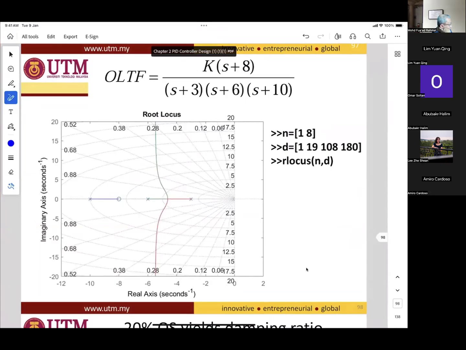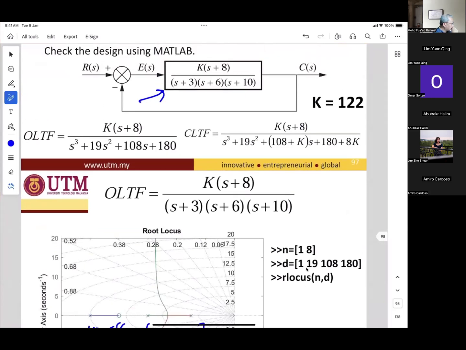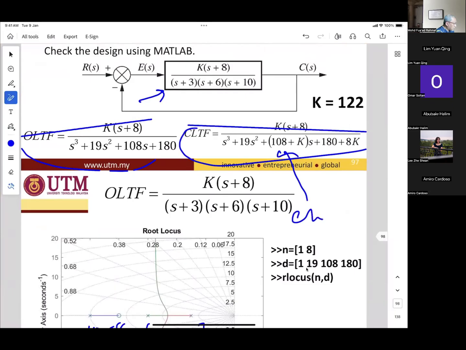So this is the plot, where you have -3 here, -6, -8, and -10. This is the open loop, and this is the closed loop. And the bottom line here is the characteristic equation.